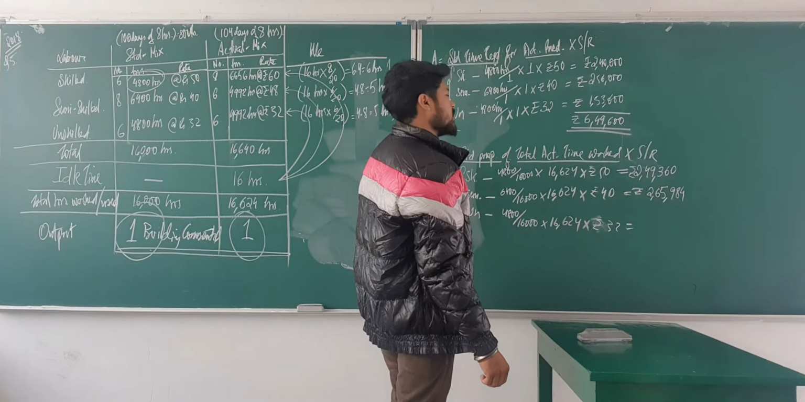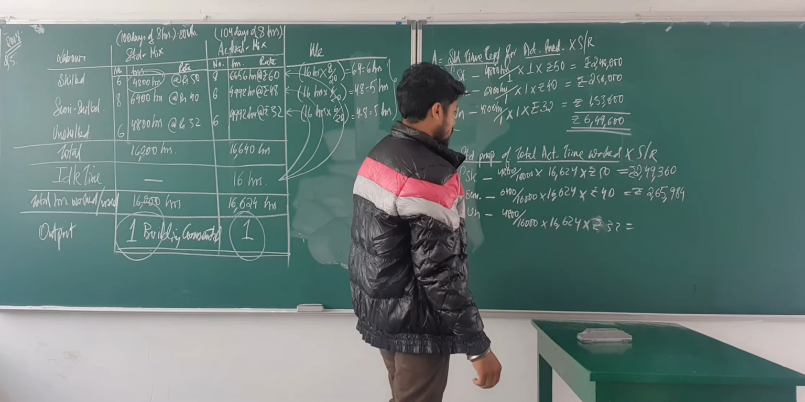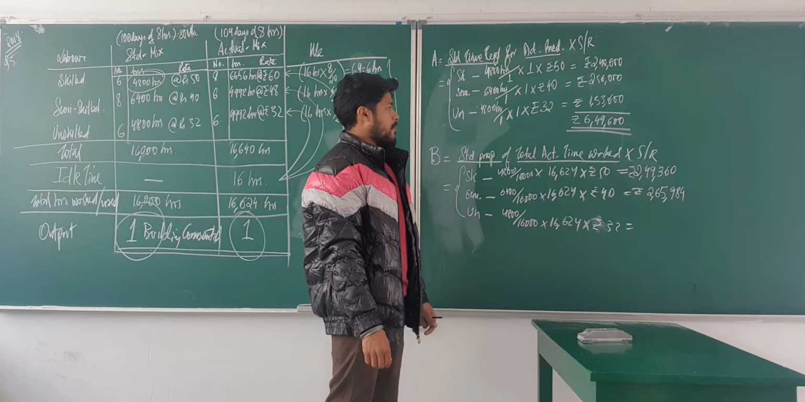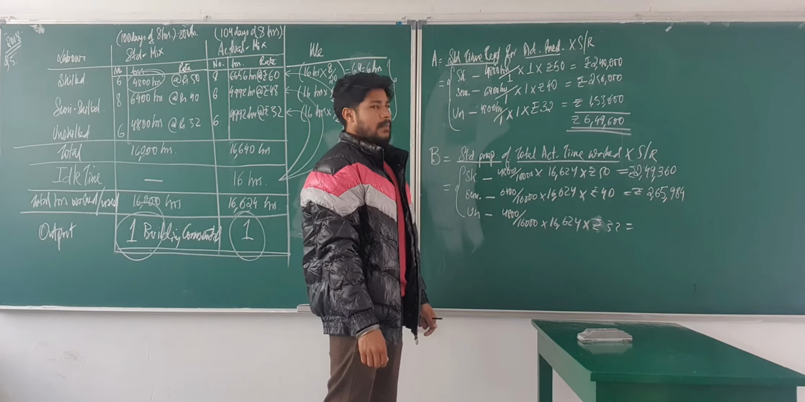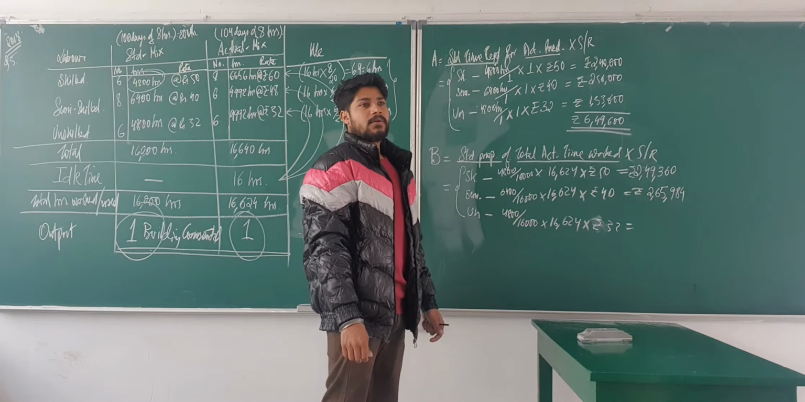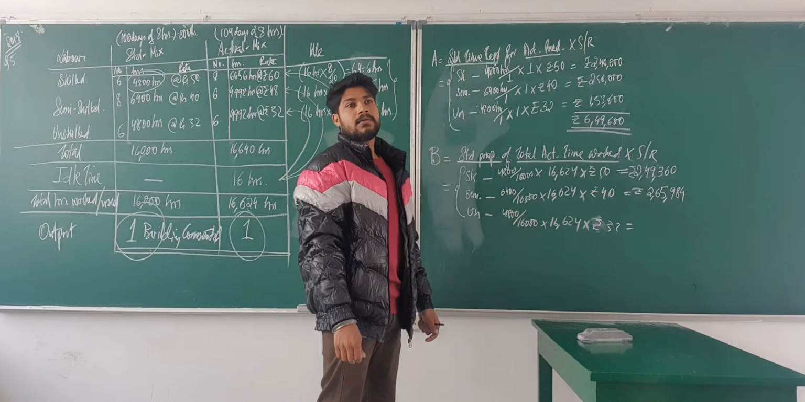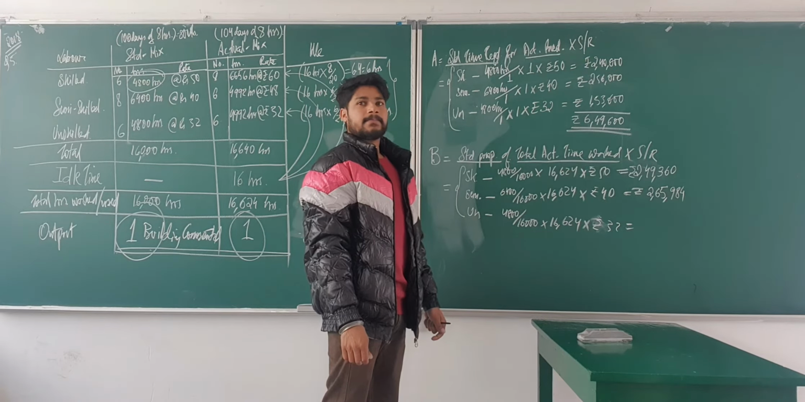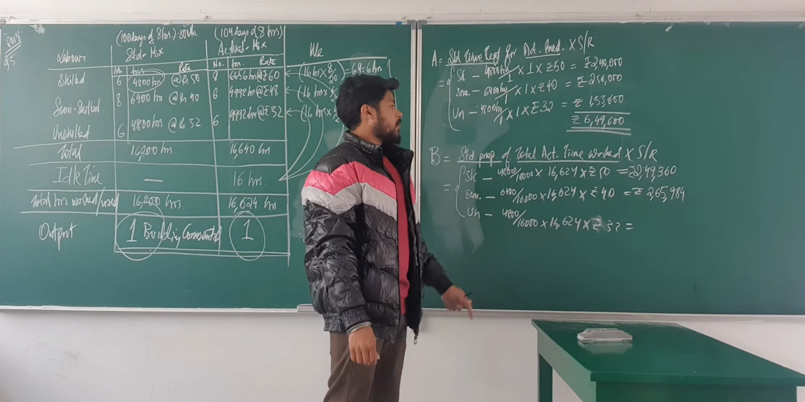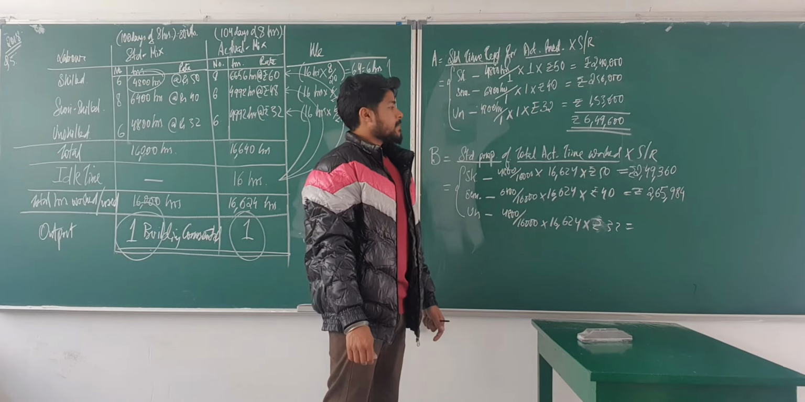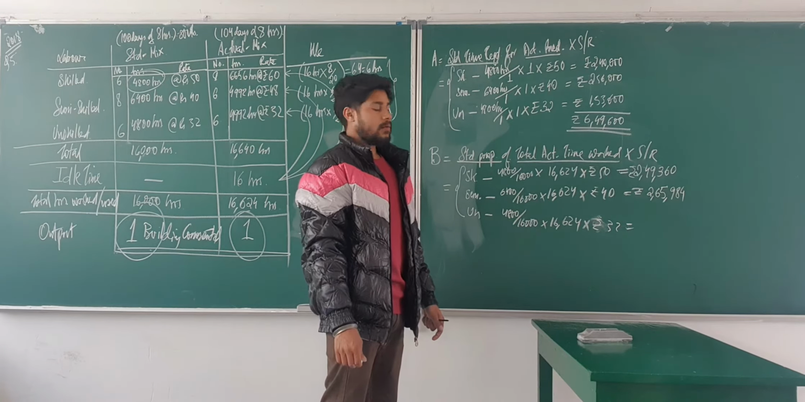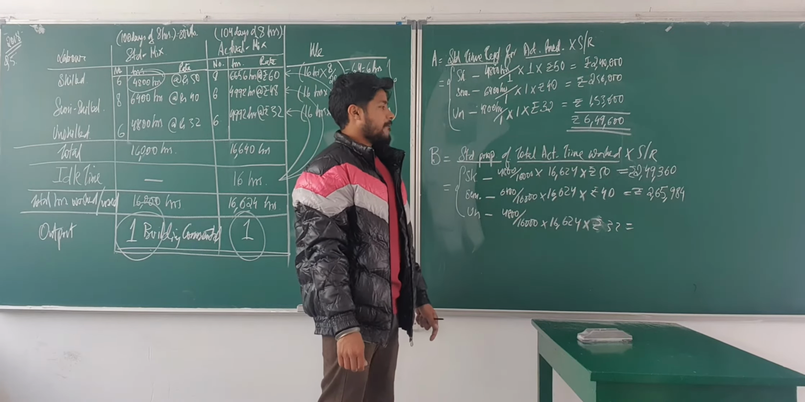No, check properly. 984. So the first one I'm getting 2,49,360. Different values, no? Please check. 2,49,360. All of you getting this. Second one, 2,65,984. Okay.